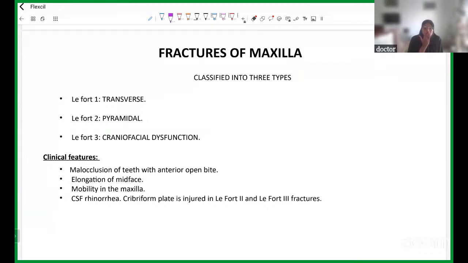Le Fort 1 is the fracture that runs above and parallel to the palate, like this. It crosses the lower part of the nasal septum. So this is the nasal septum, and it will cross over the nasal septum. The easiest diagram that I can draw, let's say this is the nasal septum.